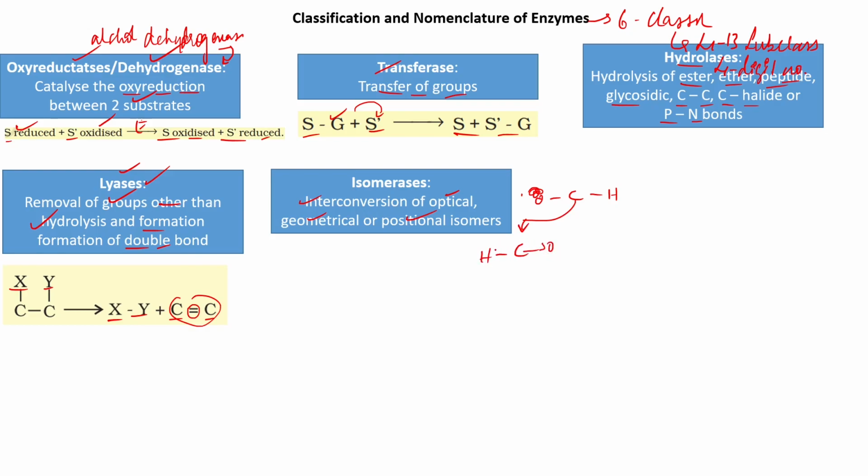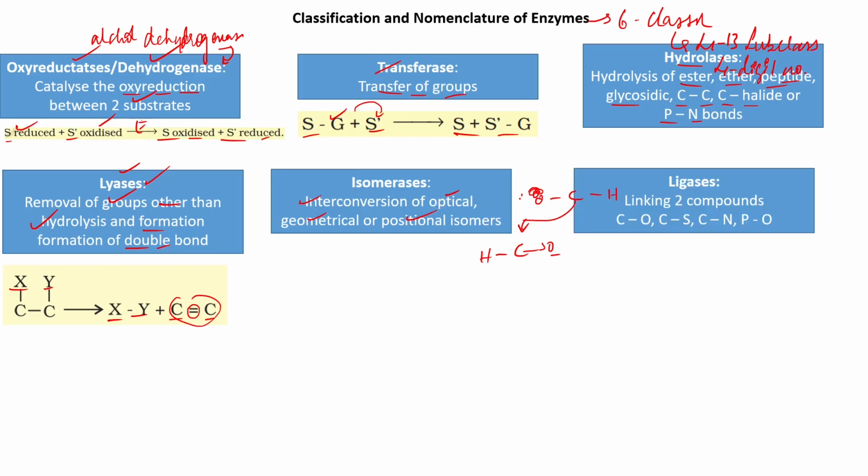So the O comes from the left side to the right side. This is called isomerases. These enzymes, this kind of conversion, are called optical interconversion. The last one we have is the ligases. Ligases join, that is, link two compounds, such as carbon-oxygen, carbon-sulfur, carbon-nitrogen, and phosphorus-oxygen. This is what these enzymes mainly do.